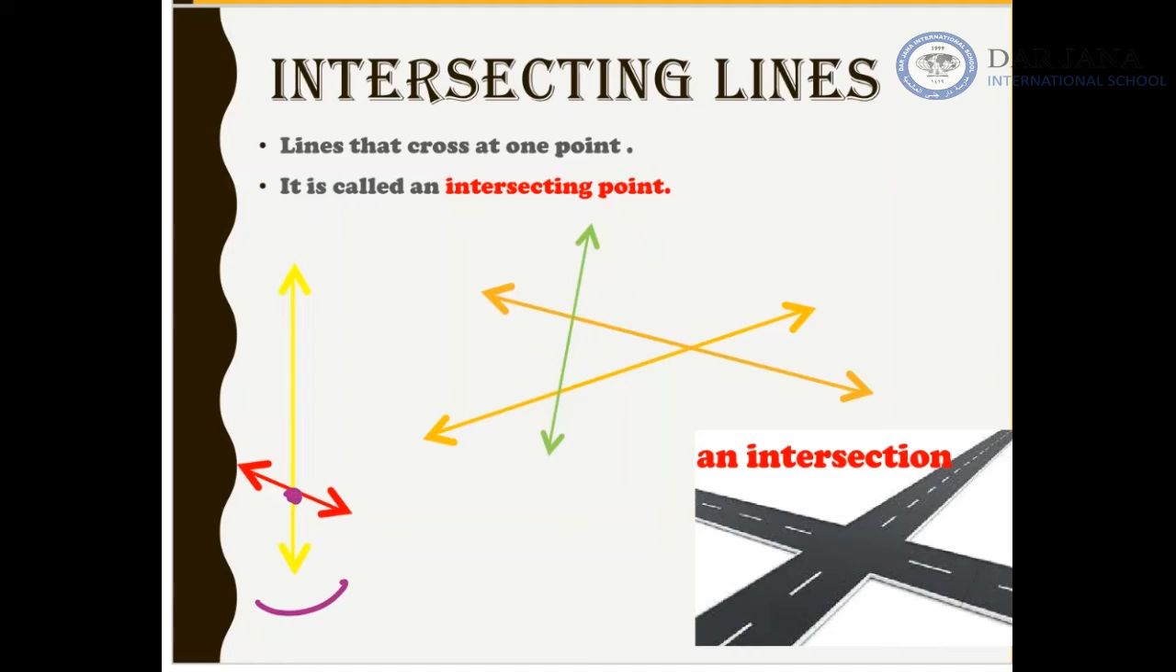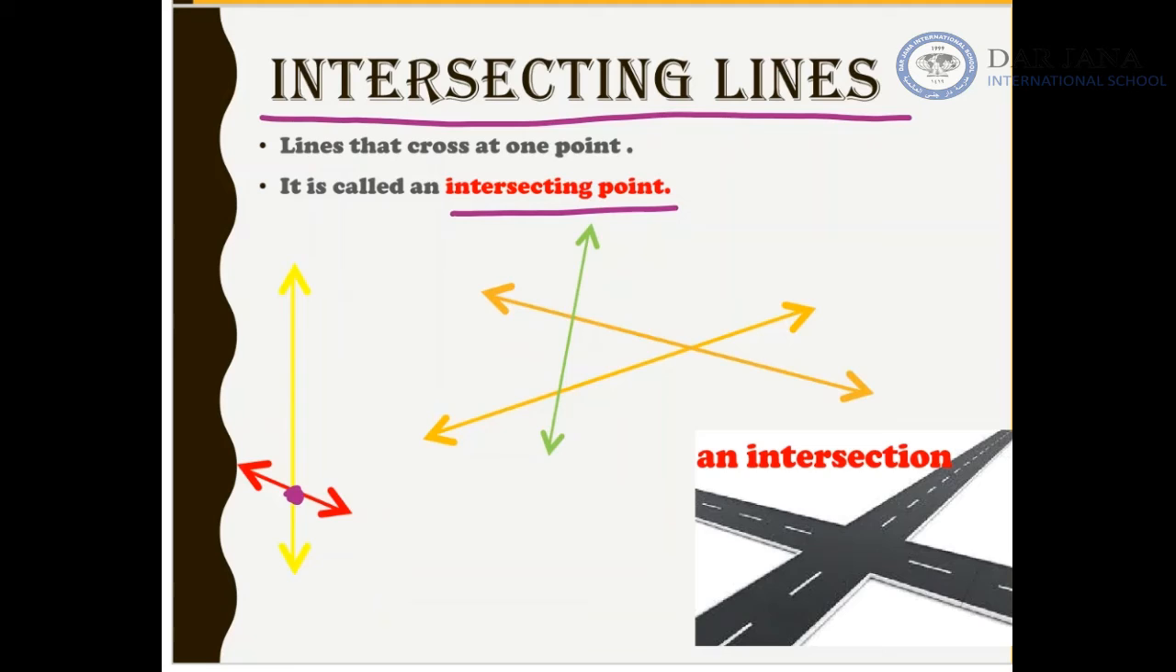So anytime I have two lines or more that meet at a point, so here I'm talking about these two lines, they meet at this point, so I can say that these two lines are intersecting lines, and the point here between these two lines, I'm going to call it intersecting point.